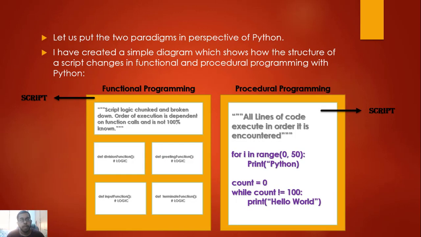Let us put the two paradigms in perspective of Python. I have created a simple diagram which shows how the structure of a Python script changes in the functional and procedural programming with Python. Functional programming: script logic chunked and broken down. Order of execution is dependent on function calls and is not 100% known. Procedural programming: all lines of code execute in order it is encountered.